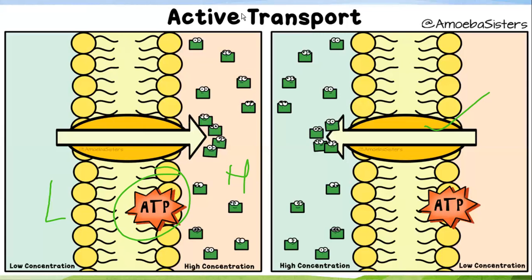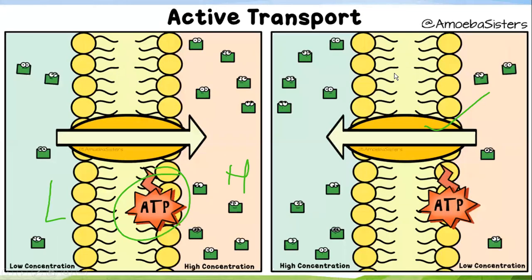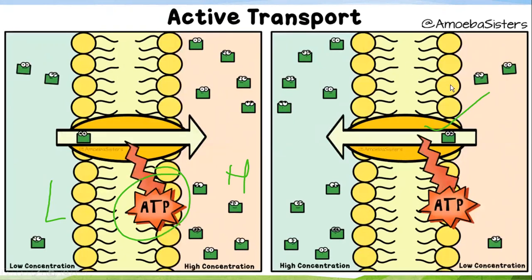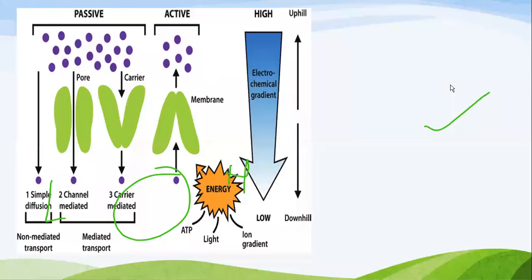So you can write in active transport: special membrane required, yes. Highly selective, transport saturates, yes. Uphill transportation and requires ATP energy. So this is all about active transport. As you can see here, particles are moving from low concentration to high concentration. There is a need for ATP energy, and a special type of protein. So this is the third type of transport.